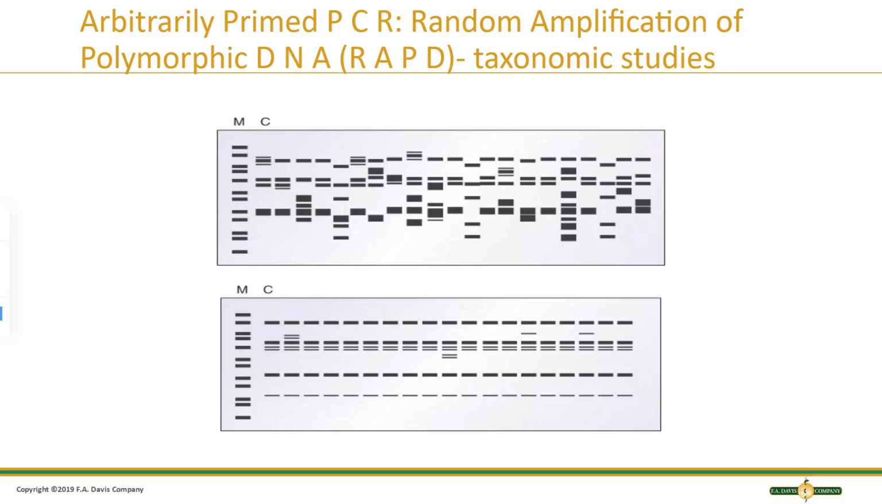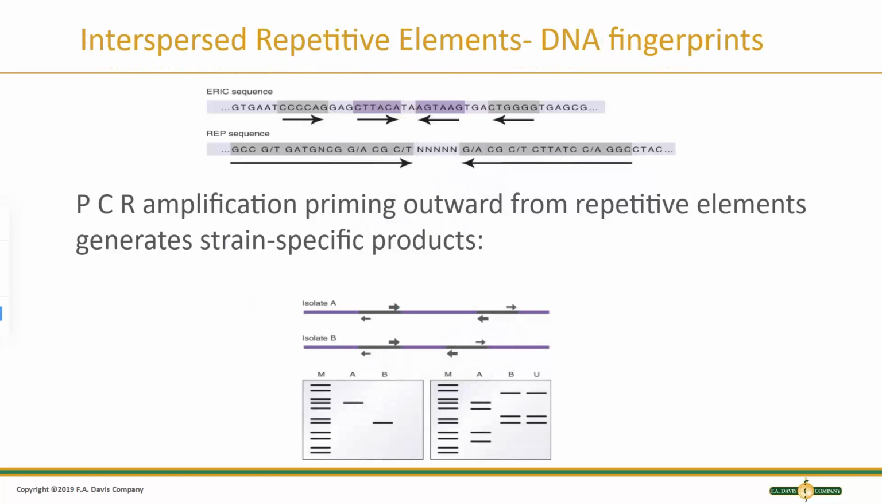Arbitrarily primed PCR, or random amplification of polymorphic DNA, RAPD, is used in taxonomic studies. Here we have arbitrary primers, so they randomly amplify different regions. We don't set them up to amplify a particular region based on a known sequence. We just say, here's a forward primer, here's a reverse primer, go ahead and amplify anything you can. If the organisms are closely related, then when it's randomly amplified in various regions with all these different primers, you're going to have a lot of similar bands. If they're not related at all, then all the bands are going to be pretty different. And this is used for taxonomic studies.